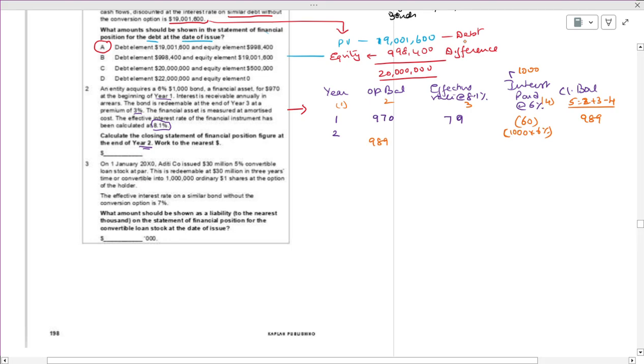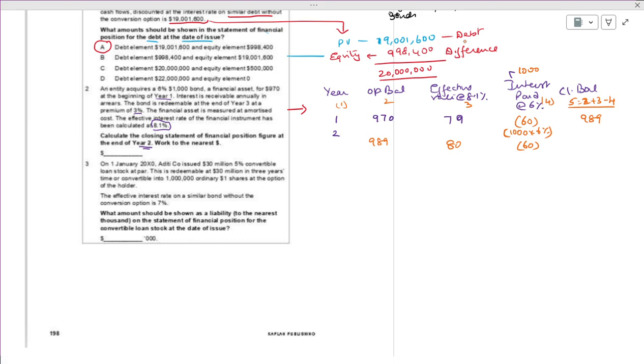989. 8.1%, how much is there? 80. This will remain 60 only. Now you will understand. The more we practice, the more you will be at a comfort stage.